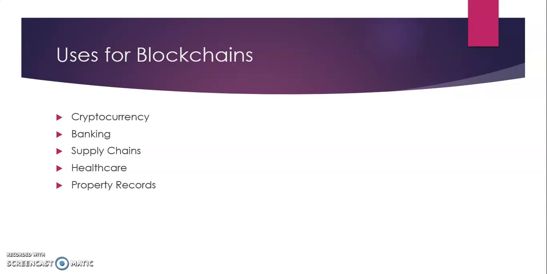So just remember, a blockchain is decentralized, transparent, and immutable. It can't be changed. You know what's going on, and everybody's got a little piece of the action.